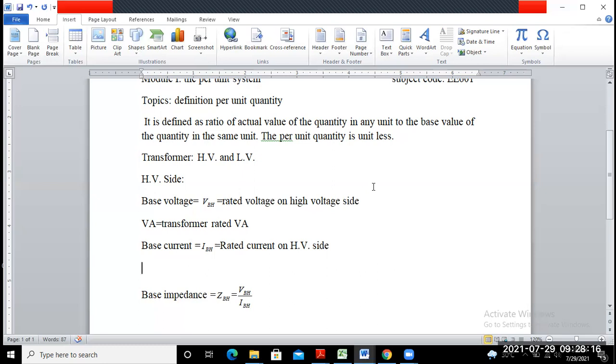Is it clear, or do you have any confusion? Just tell me. If you want to find the base current, and you have the transformer rated volt ampere and base voltage, then you simply divide the transformer volt ampere by the voltage, and you will get the current value. I think you have solved some basic problems on the transformer of this type. So IBH is equal to the transformer volt ampere rating divided by the rated voltage, that means the base voltage.